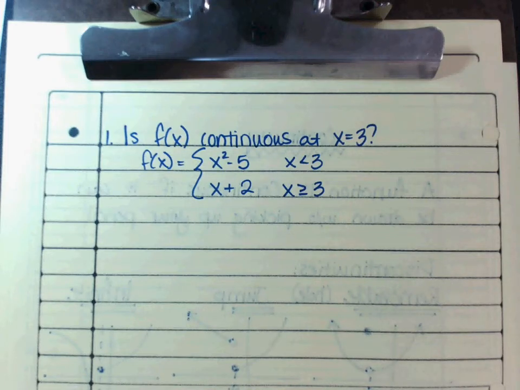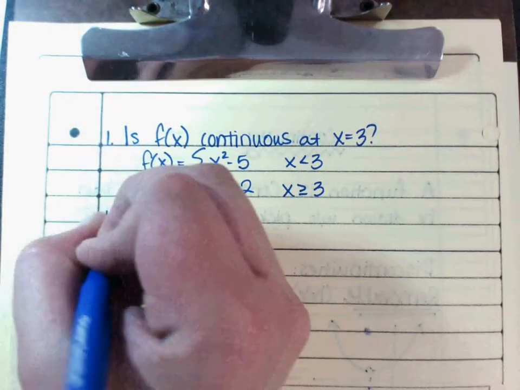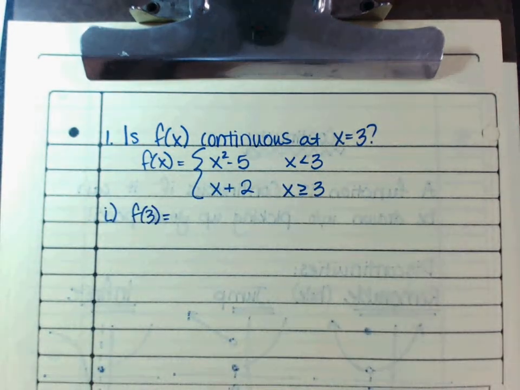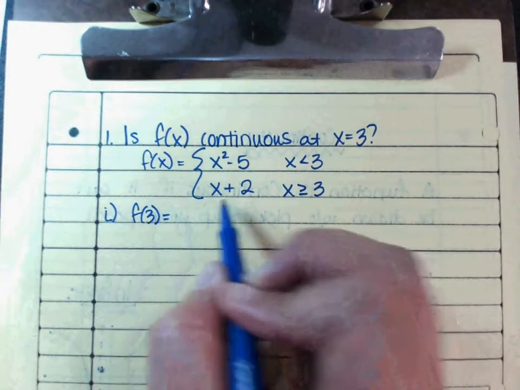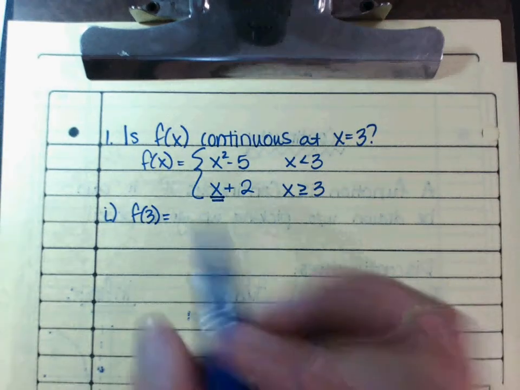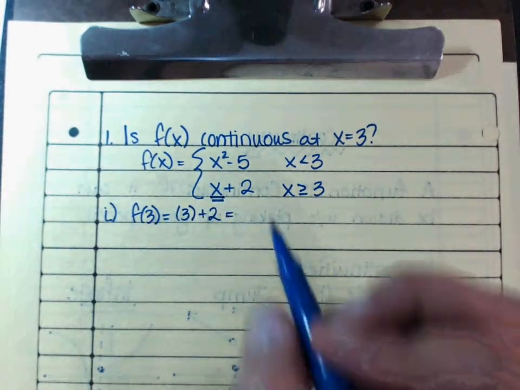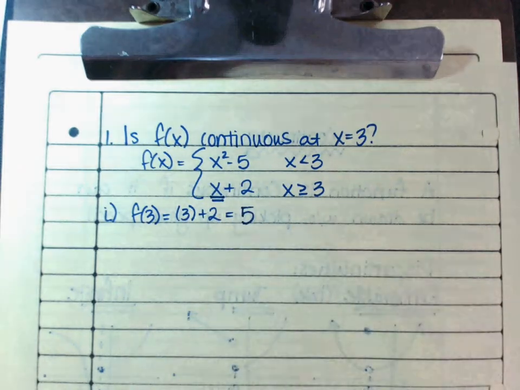What was the first step? What has to be defined? Okay, now what's our A here? 3. So we want to know, is f of 3 defined? Okay, well, can I plug it in? Which part? Top or bottom? Bottom, because that's where the equal to is. So I'm going to plug 3 in right here. So it'll be 3 plus 2. What is f of 3? 5. Very good.